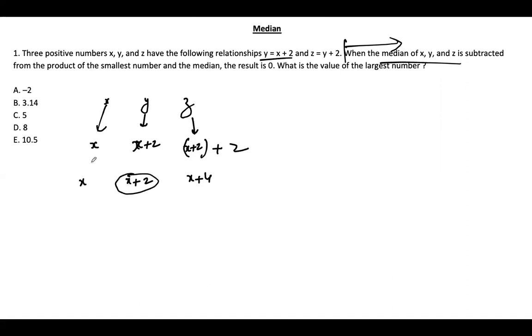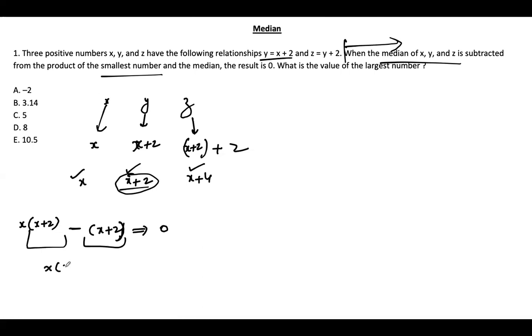As these are 3 positive numbers, this is the smallest, this is the middle number, and this will be the largest. So when the median is subtracted from the product of the smallest number and the median, the result is 0. Okay, so I'm writing X into X plus 2 is equal to X plus 2. Can I directly cancel X plus 2 and X plus 2?